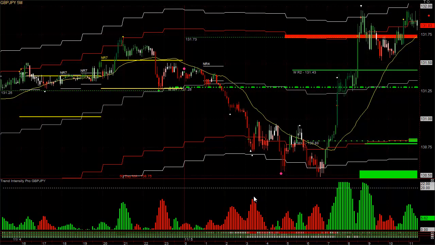Here's another example, pound yen. The weekly trend is very strong. Of all the time frame trends, daily, weekly, and monthly, I primarily focus on the weekly. So if the daily trend's down, the monthly trend's down, but the weekly trend's up, that's good enough to look for buys at the bottom.